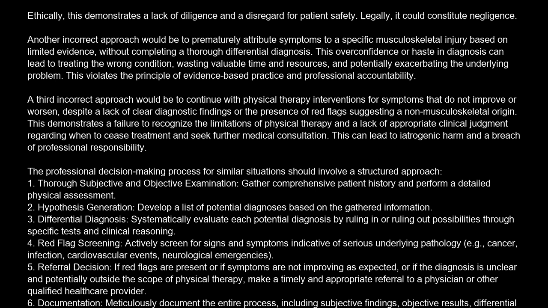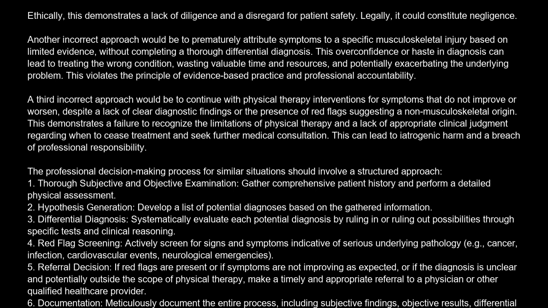The professional decision-making process for similar situations should involve a structured approach. 1. Thorough subjective and objective examination. Gather comprehensive patient history and perform a detailed physical assessment. 2. Hypothesis generation. Develop a list of potential diagnoses based on the gathered information. 3. Differential diagnosis. Systematically evaluate each potential diagnosis by ruling in or ruling out possibilities through specific tests and clinical reasoning. 4. Red flag screening. Actively screen for signs and symptoms indicative of serious underlying pathology, e.g., cancer, infection, cardiovascular events, neurological emergencies.